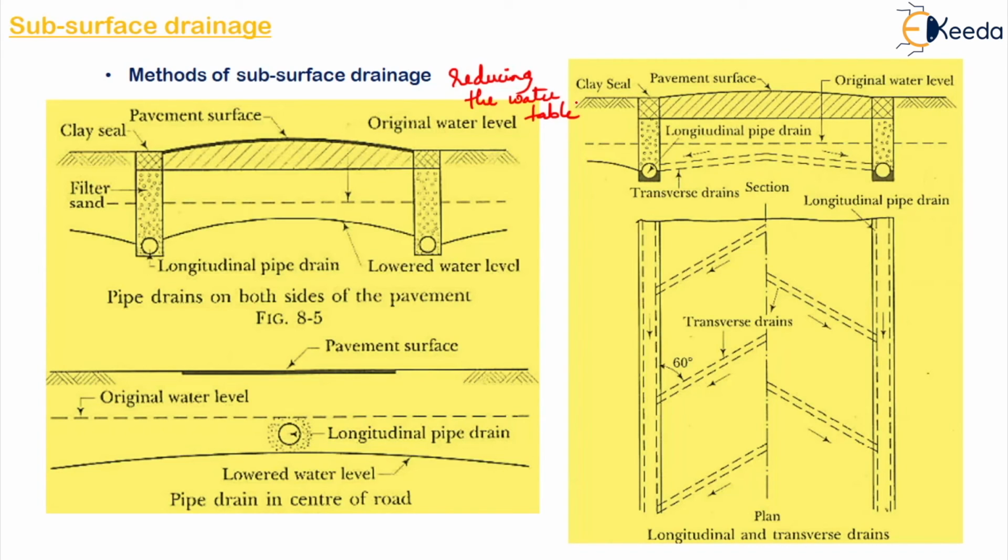The longitudinal pipe drains may be laid on both sides of the pavement. You can see here in the figure, this is the longitudinal pipe drain. On both sides of the pavement you have placed it, or you can place it at the center of the pavement. Here you can see on both the sides, right? Here you can see at the center of the pavement surface. Depending upon the moisture condition, you can use it. Again, you will have a filler material, and then there will be a clay sealing. If you observe, this is the original water level. Now after giving this setup, it has reduced to this level. Same with this, this is the level and it has been reduced.